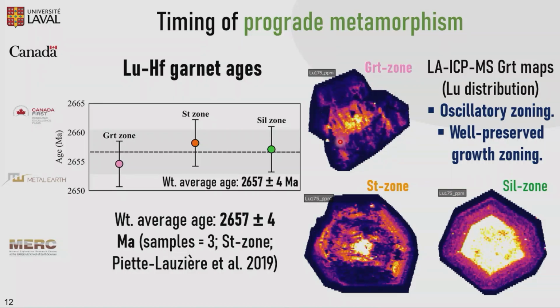We can see here preserved growth zoning with some oscillatory zoning, which maybe indicates that we have minimal diffusion. So we are confident that the ages that we got from garnet constrain the time of prograde metamorphism.